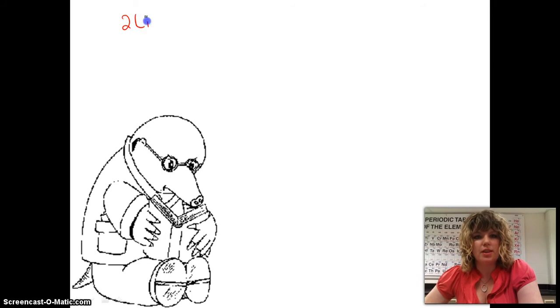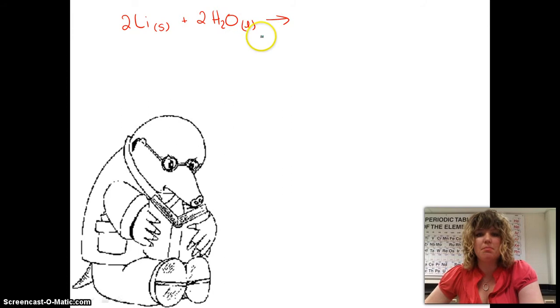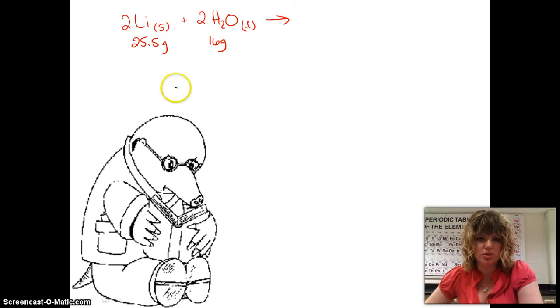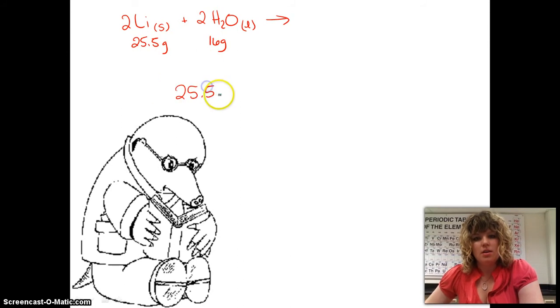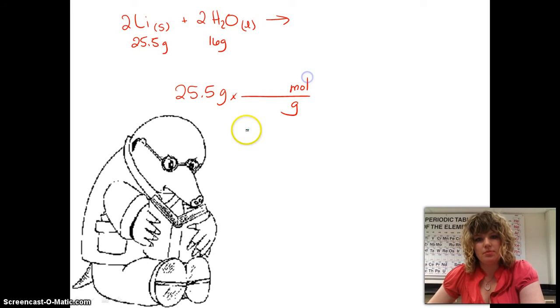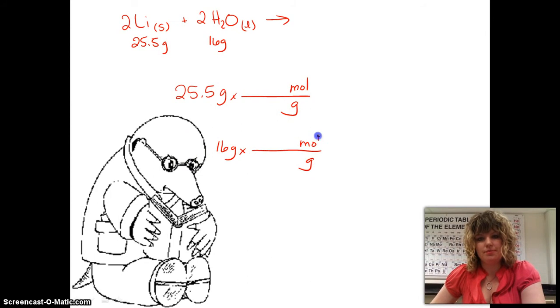So if I have 2 lithium atoms, or 2 moles of lithium, and I have the 2 water, and I want to know which one is the limiting reactant, I have to take them both to moles. So I'll give you 2 different quantities, maybe 25.5 grams, and maybe this is 16 grams, and it wants to know which one of these is going to stop the reaction, which one's going to be the limiting reactant. You have to take them both to moles first. Grams to moles, and you do the same thing for the other one. Grams to moles.